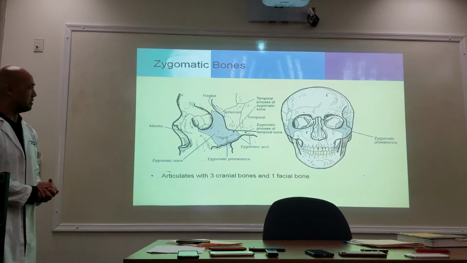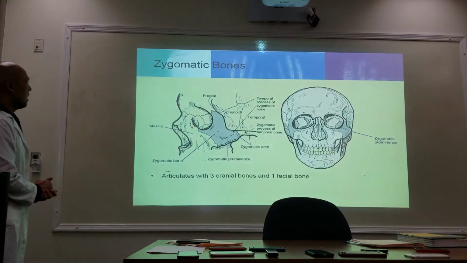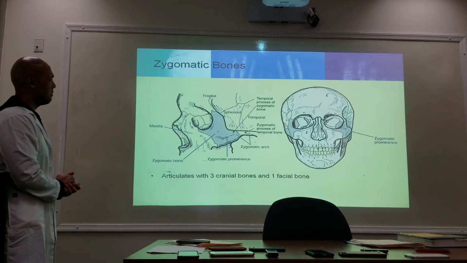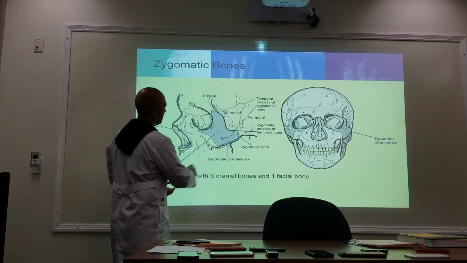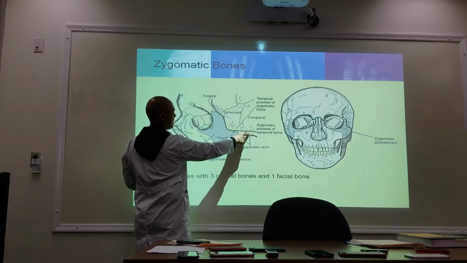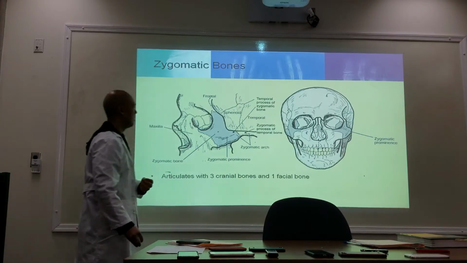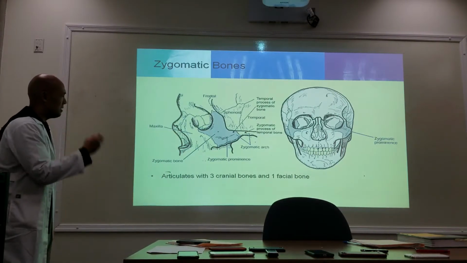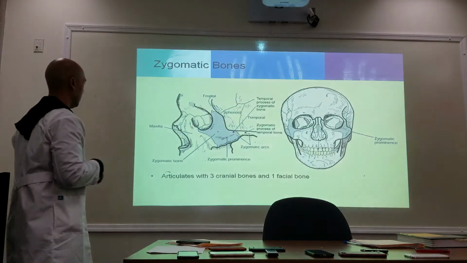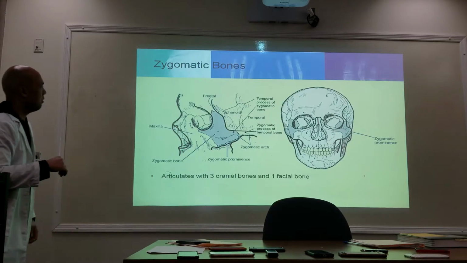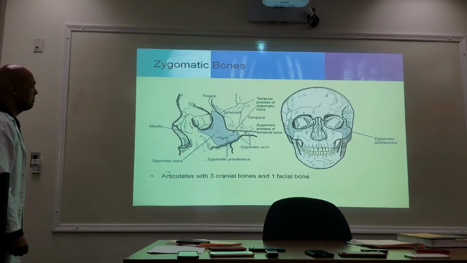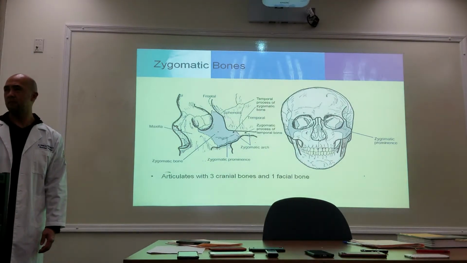Okay, zygomatic bone, this is also known as your cheekbones. Let me see. We have the temporal process of the zygomatic bone. Temporal process is going to articulate here with the zygomatic process coming from the temporal bone. The zygomatic prominence is the actual part of your cheekbone that sticks out. What else can I say about it? Not much. You guys can look that over. Not a lot to say. Okay. Cheekbone, zygomatics.